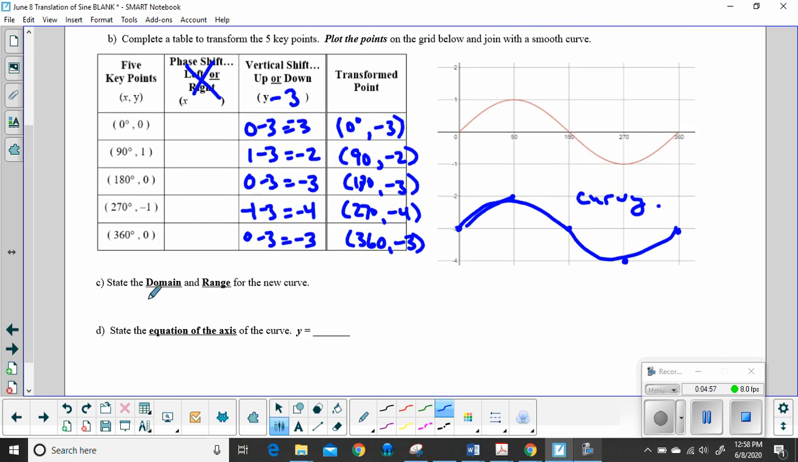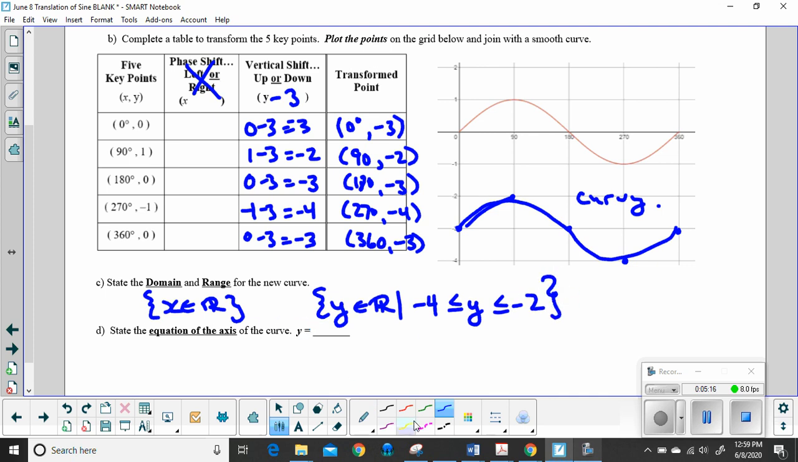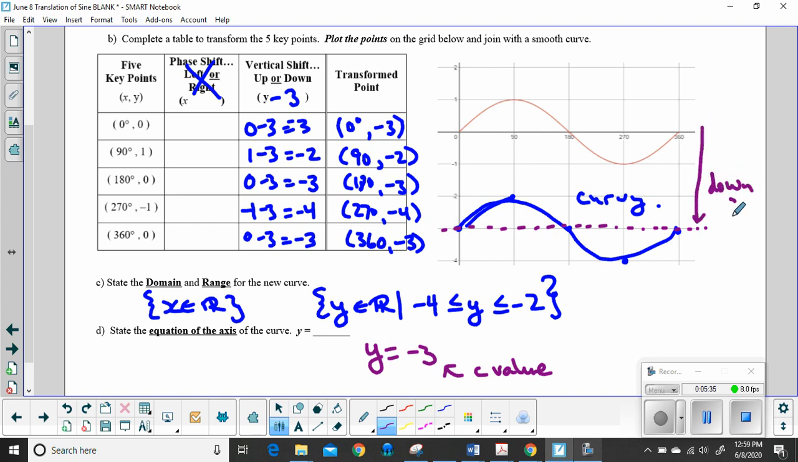My domain and my range. So my domain is always, always, always x is any real number. My range is y is any real number. I have to go from my minimum, which is -4, less than or equal to y, less than or equal to my maximum, which is -2. My equation of my axis, so my middle line, goes right through all these repeating points here. So my axis is going to be at y equals -3. That's my c value. Right? Because I've slid the whole thing down. So my axis has to slide down 3 as well.